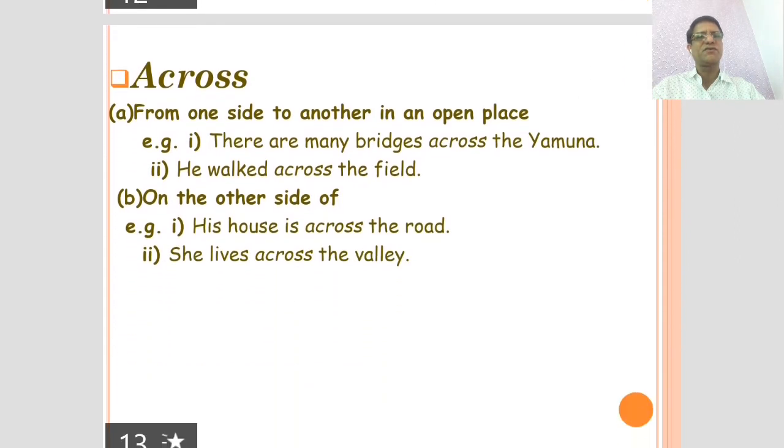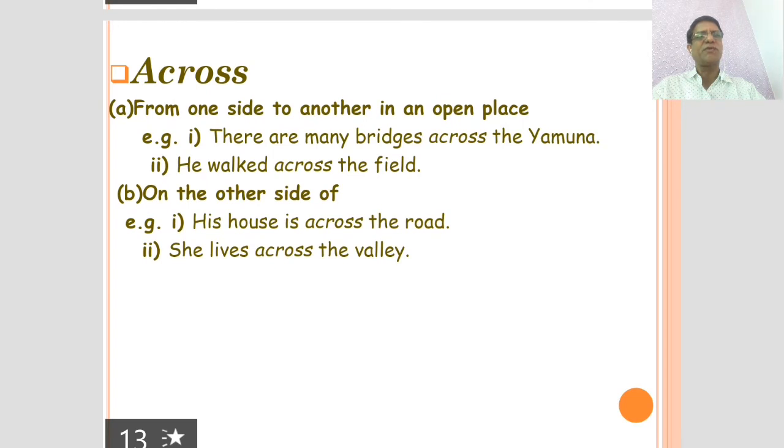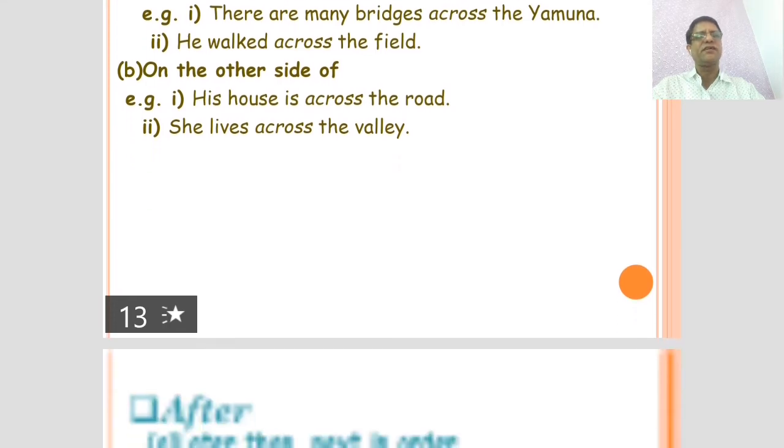Next is across, from one side to another in an open place. There are many bridges across the Yamuna. He walked across the field. The other side of his house is across the road. She lives across the valley.